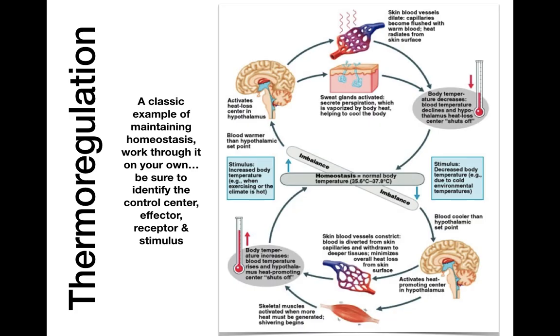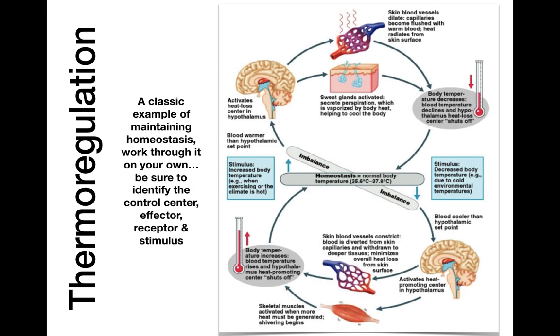Okay, so a really good example of this is thermoregulation. We're regulating the temperature inside the body. So what I want you to do is look at this diagram, pause the video, and try to analyze it yourselves. Okay, so what do you see? What is happening? Identify what the control center for thermoregulation is, what the effector is, what the receptor is, and what the stimulus is.